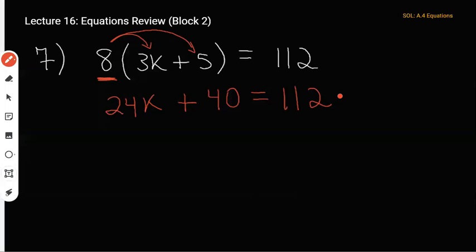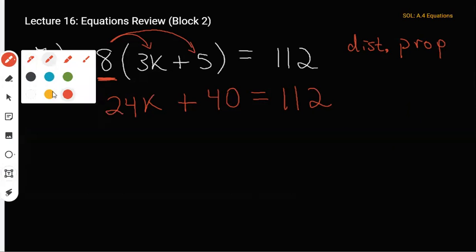So multiplying 8 by everything on the inside is going to give you 24k plus 40. That's called the distributive property. So if you ever have a number on the outside, you can do the distributive property. What that's going to give you is a two-step equation that you can solve.